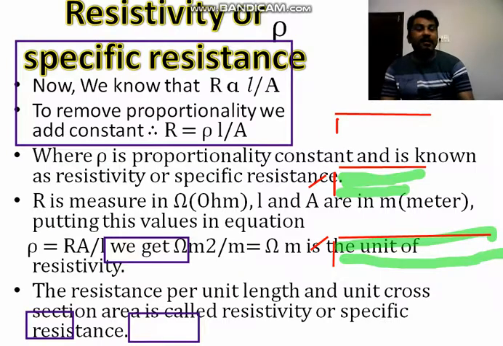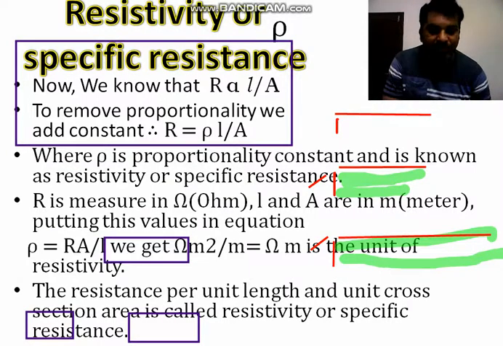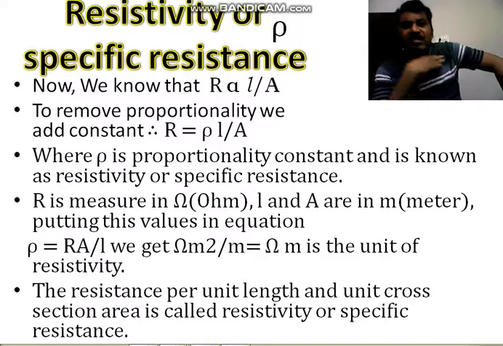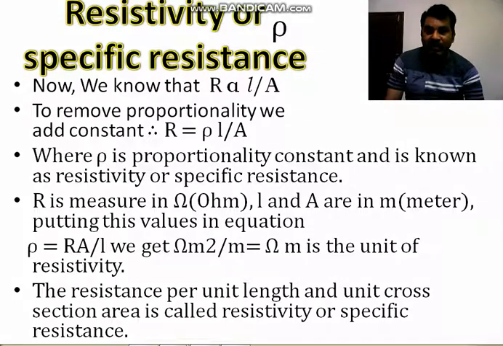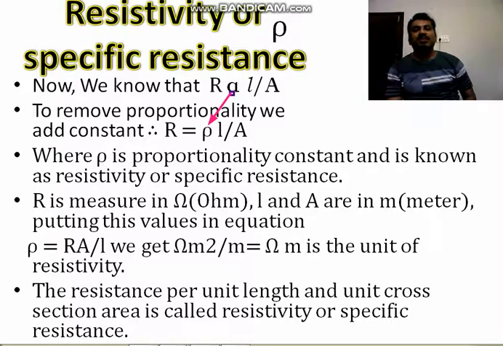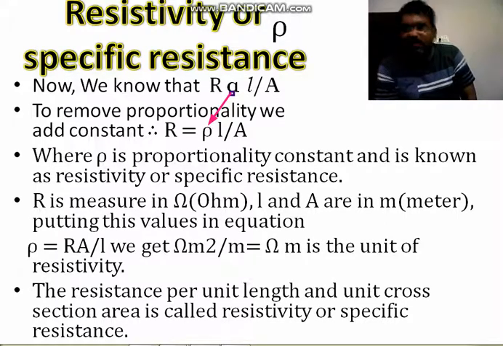Okay, and next we have resistivity or specific resistance. That is also very interesting to understand. Now we know that R is directly proportional to length and inversely proportional to A. Every time proportionality is given, we have to remove the proportionality symbol, and that's why here we are removing it. See, this is the proportionality symbol and we are going to remove it. When we remove the proportionality symbol, we put a new symbol, and that symbol is rho. This rho is known as resistivity or specific resistance. So rho is the proportionality constant and is known as resistivity or specific resistance.